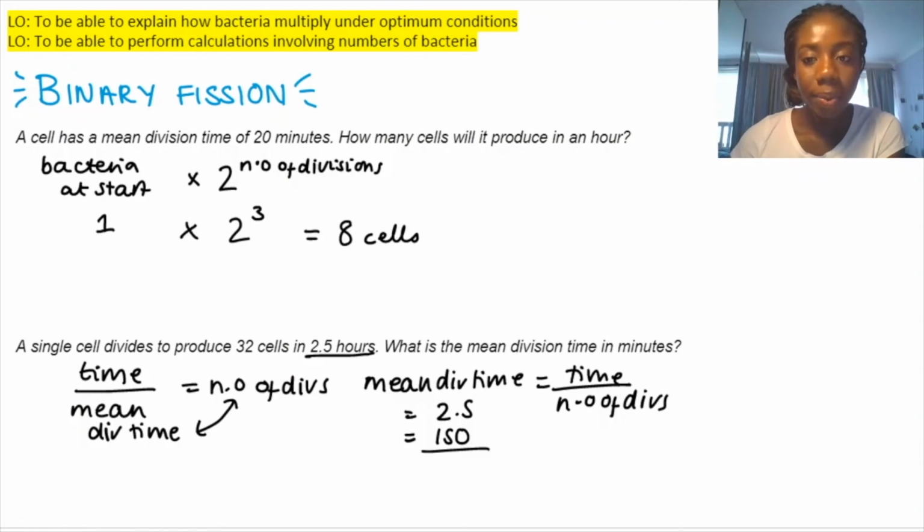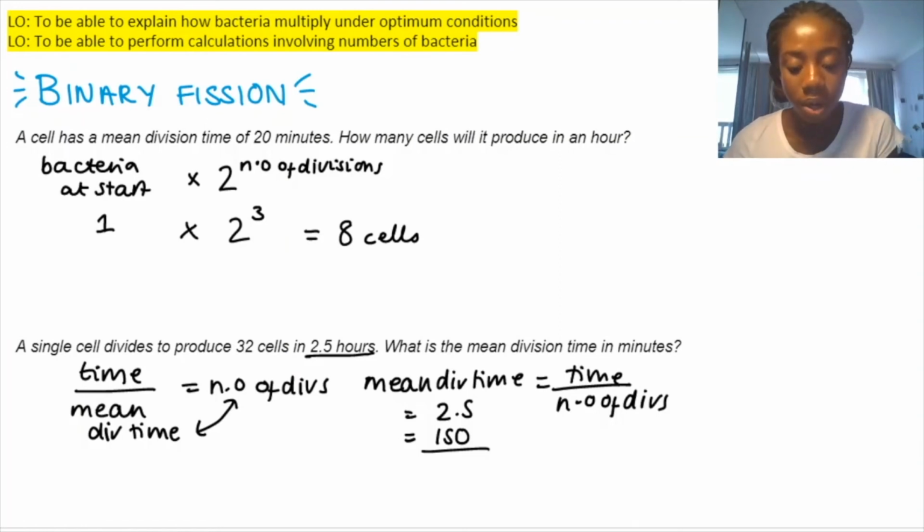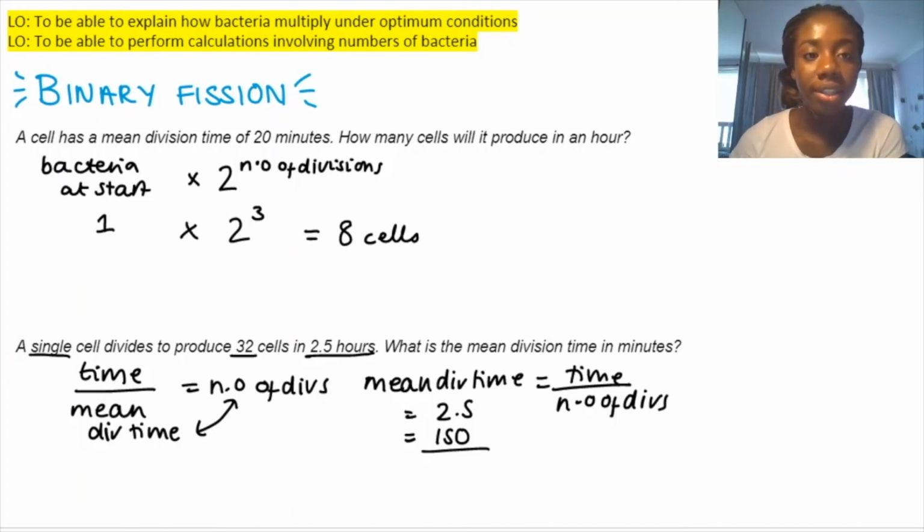So it says that we've gone from 1 cell to 32 cells. So we need to work out how many divisions that is. And we can basically do that by doing 2 to the power of a number. That will give us our number of total cells. And just kind of trial and error inputting values into that, we work out that the x is 5. So that means we've done 5 divisions to get from 1 cell to 32 cells.